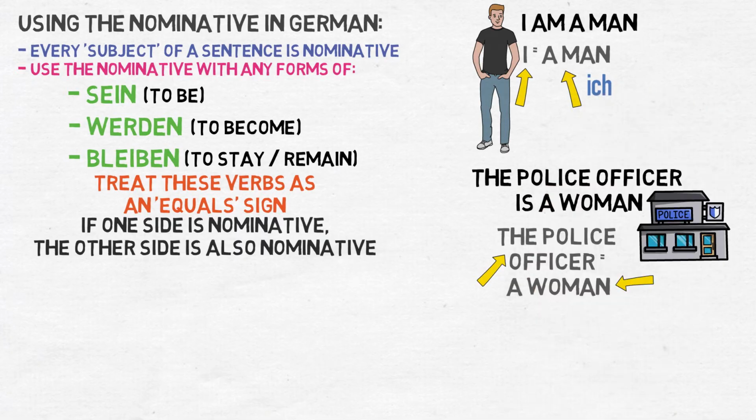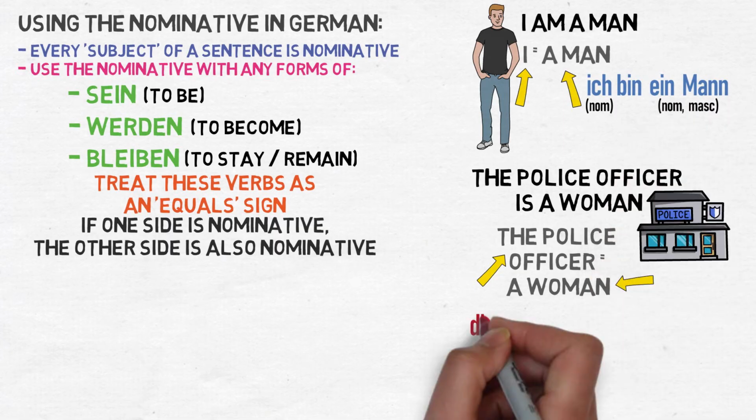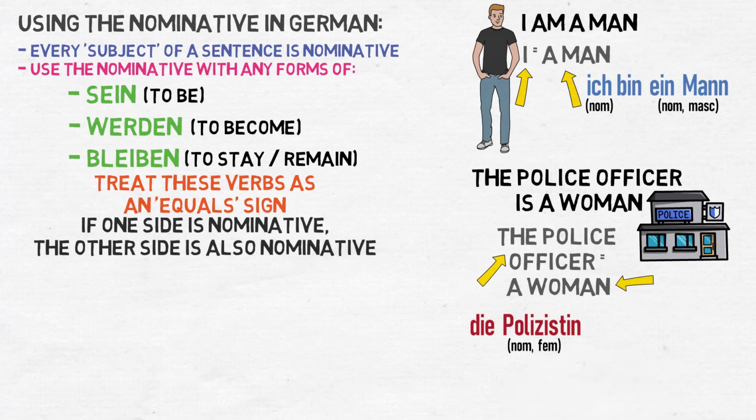In German, these sentences are Ich, nominative, bin ein Mann, nominative masculine. And die Polizistin, nominative feminine, ist eine Frau, nominative feminine.